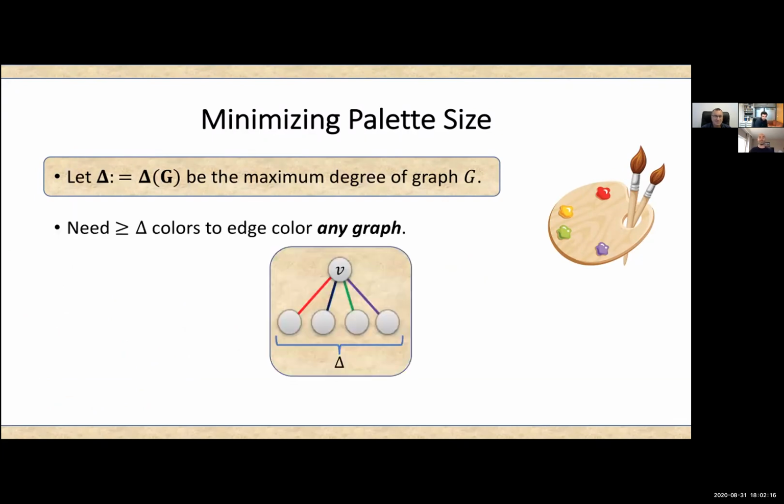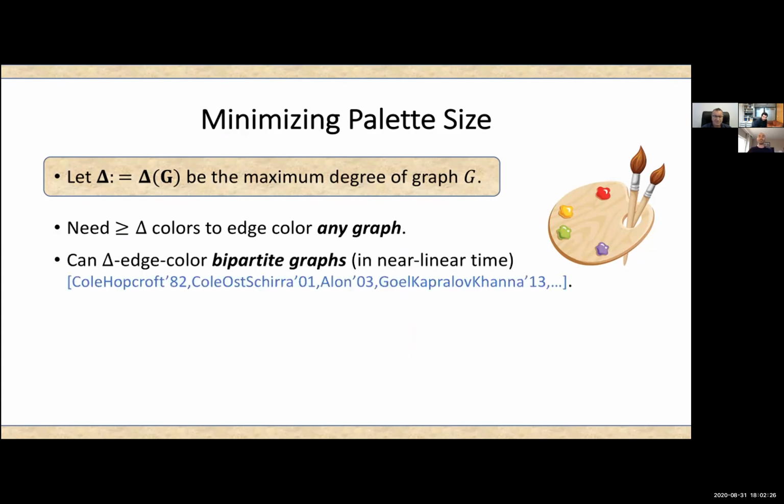So why is this related? Here's an obvious first observation. If you want to edge color a graph, you need at least delta colors, because every node must see distinct edges incident on it. On the other hand, for bipartite graphs, this is actually sufficient, and we can even compute a delta edge coloring in nearly linear time. For general graphs, this is not the case, and it's actually NP hard to determine if a general graph is delta edge colorable due to a classic result of Holyer from the 80s.